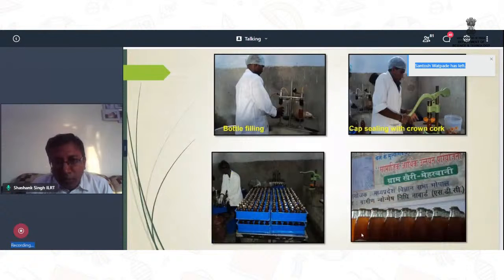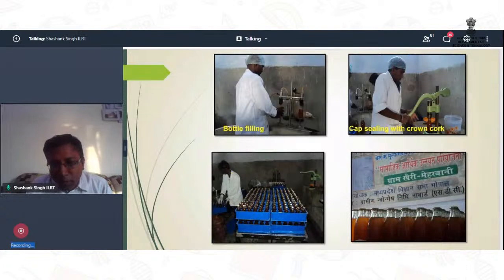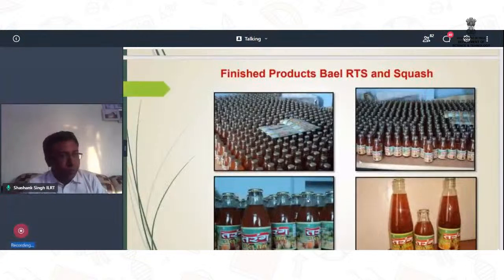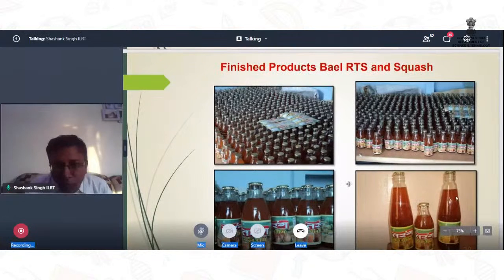These are some of the pictures of their working. They make the bale syrup bottles, which cost around rupees 75, and the capacity is 500 to 600 bottles per day. And in summer it is in high demand. Next slide, please. These are again some of the pictures of the bale RTS. Next slide, please.